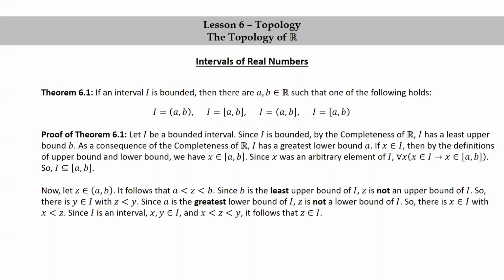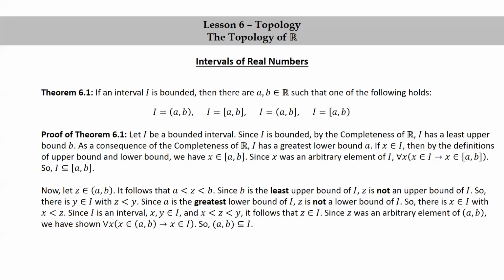Now we use the definition of interval. Since I is an interval, X and Y are in I, and Z is between X and Y, it follows, because I is an interval, that Z has to be in I. Since Z was an arbitrary element of the open interval AB, we have shown that for all X, X in the open interval AB implies that X is in the interval I. So, open interval AB is a subset of I. That completes our second task. Okay, so we have shown that both the open interval AB is a subset of I, and I is a subset of the closed interval AB.